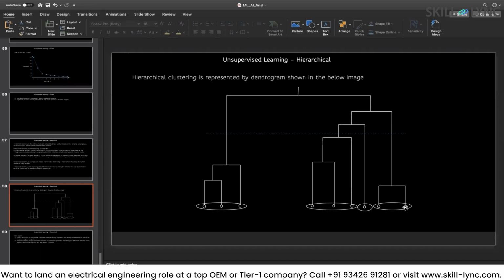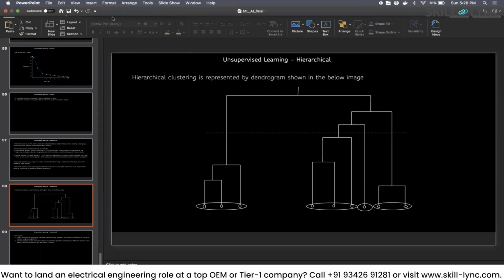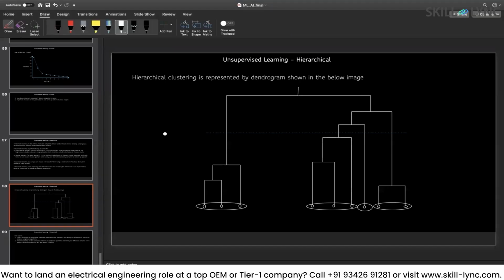Now, see, the only advantage of hierarchical clustering is that it gives you a better visualization of clusters. But then there is a disadvantage also, which I'll tell you. So this figure that you are looking at is called a dendrogram. Hierarchical clustering will always be represented by a dendrogram. For example, there are 9 data points in the space, and then you calculate the distances from all the data points. Let's say you have already calculated the distances.